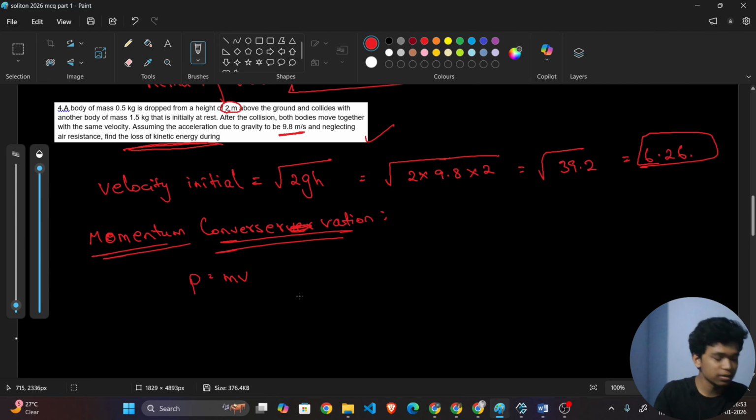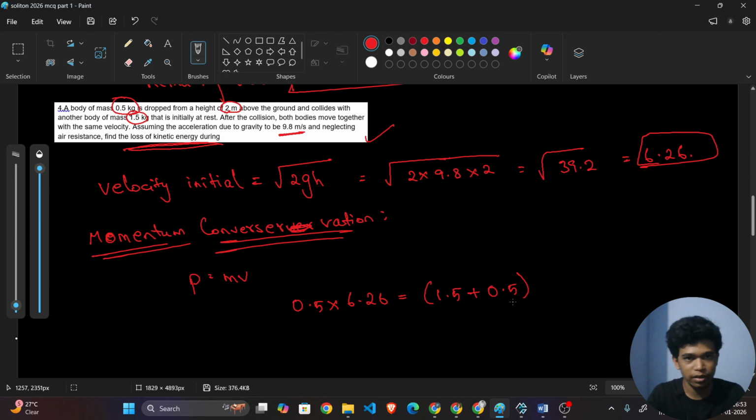What is the mass that is given at first? The mass is 0.5, so 0.5 into its velocity, 6.26, is equal to the next object they have given, which is 1.5 kg. So 1.5 kg plus 0.5. Why am I putting this 0.5 here? Because they have clearly stated that both the things will be moving together with the same velocity. Can you understand this? After the collision, they both are moving.